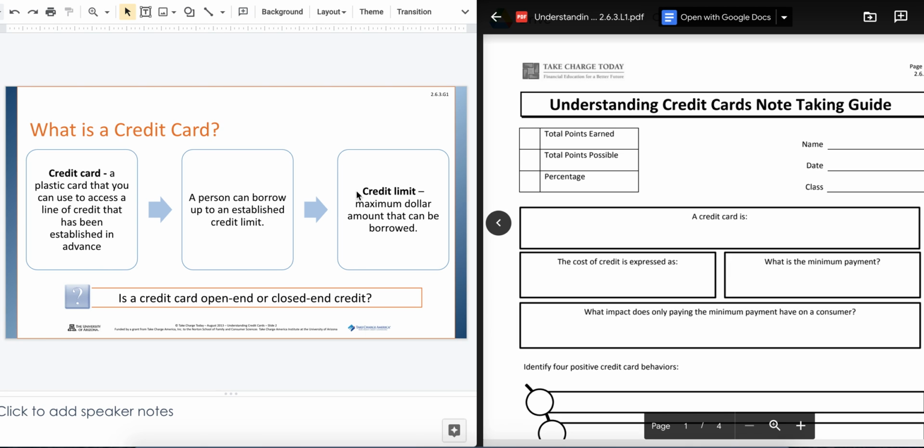So if my credit line is $1,000, then my credit limit is $1,000. I can't spend more than $1,000. And when I get to $1,000, I have maxed out my credit card. And then we know for the open end or closed end, we are able to identify if this is installment or revolving credit. We know that this is revolving, that credit cards were a revolving type of credit.